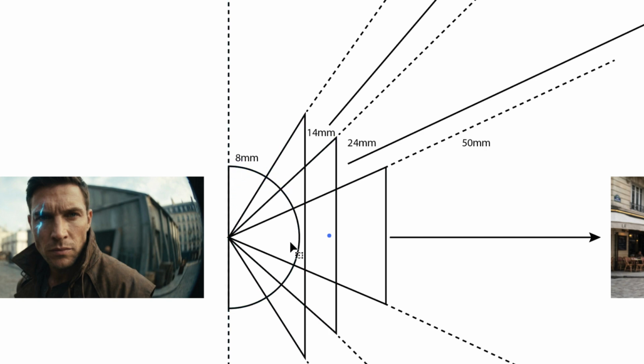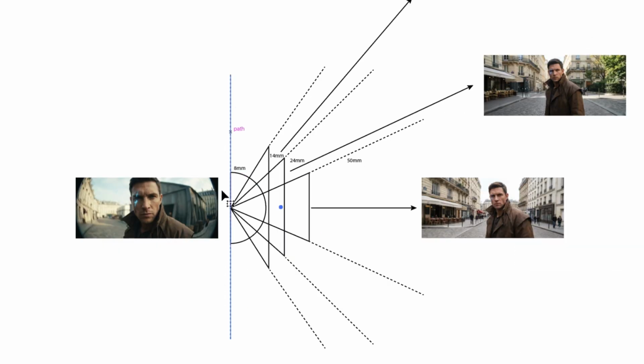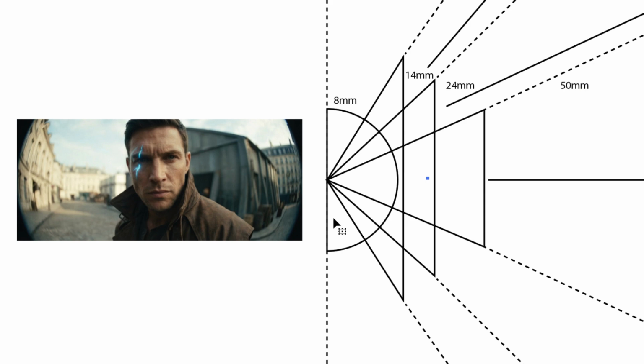From this lens, this is the focal length from here to here, 180 degrees. So everything that is coming from this line to this side, all from here till here, it will capture in the scene. So this is called the 8 mm fish eye. I already mentioned the picture here also.